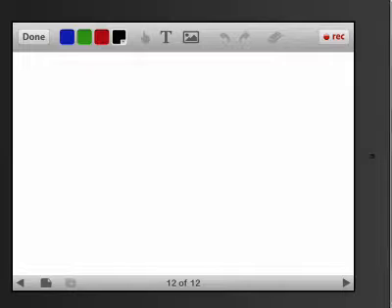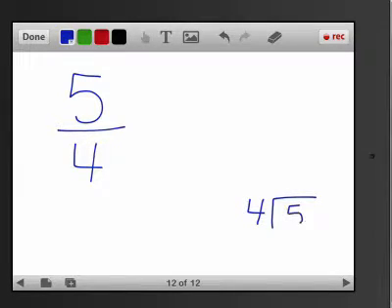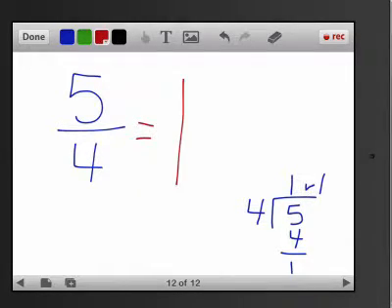Let's take the improper fraction of 5/4. I need to think how many 4's are in 5. You might be able to do this in your head. If you can't, simply do a quick division. How many 4's are in 5? 1, with a remainder of 1. So my mixed number would be 1 whole with my remainder of 1, and my denominator stays the same.